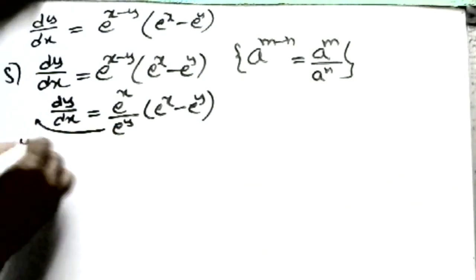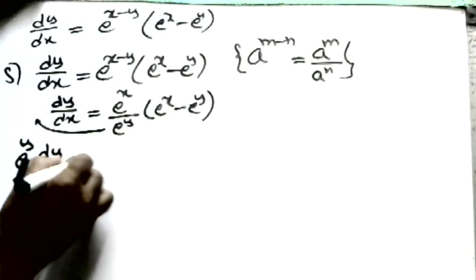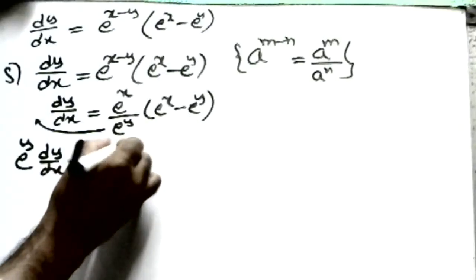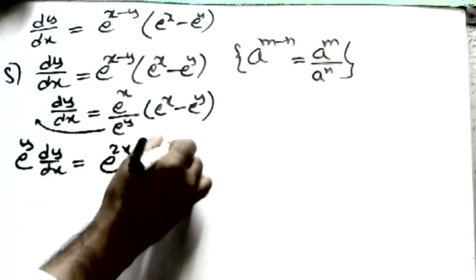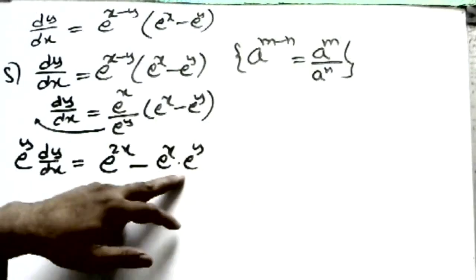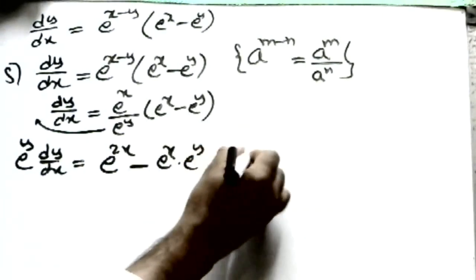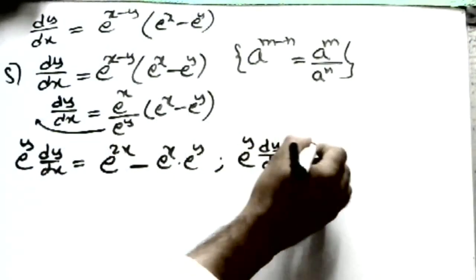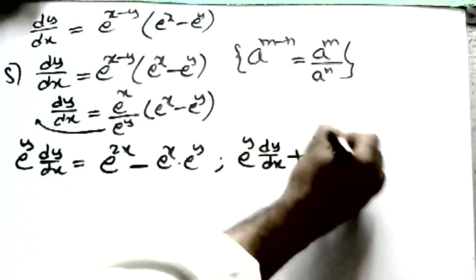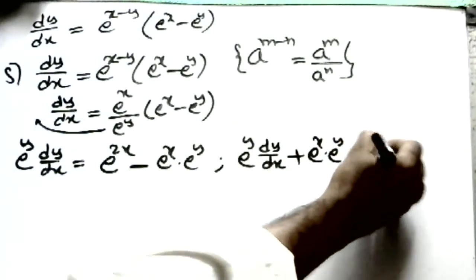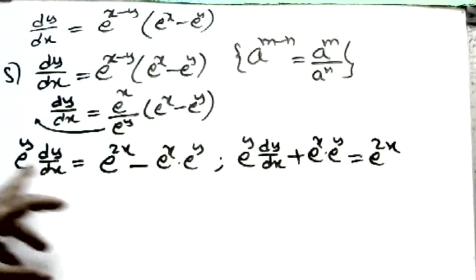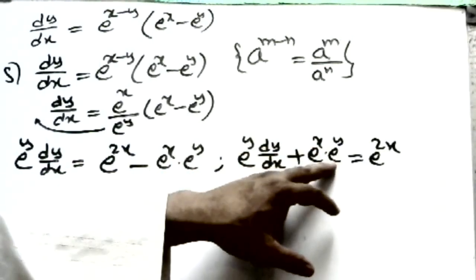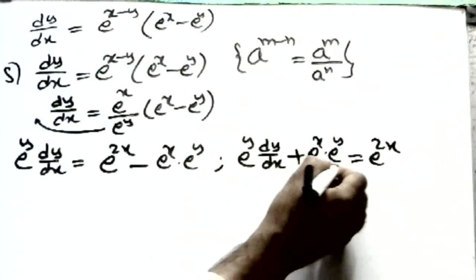Bring this here: e power y into dy by dx. Now what is left here? Multiply this one. e power x into e power x will be e power 2x, minus e power x into e power y. Now bring this minus term here. It will be plus e power y dy by dx, plus e power x into e power y equals, what is left here? e power 2x. Once more observe this one: e power y dy by dx plus e power x e power y equals e power 2x.